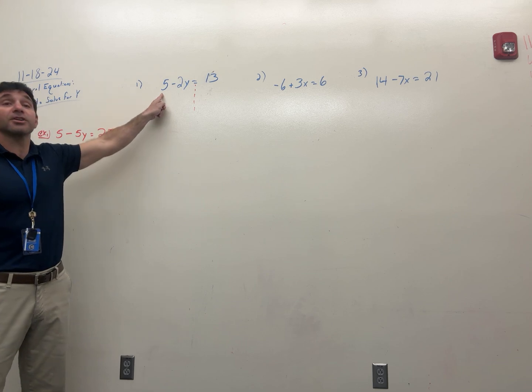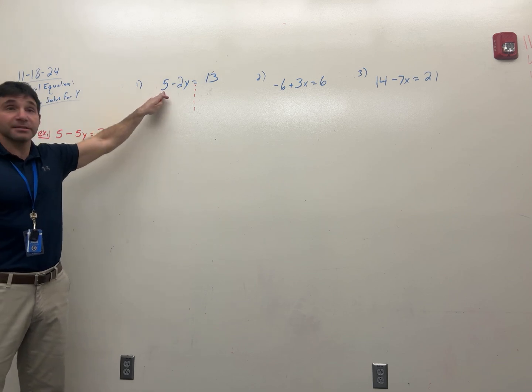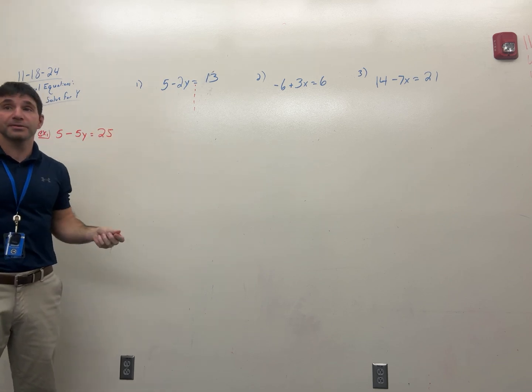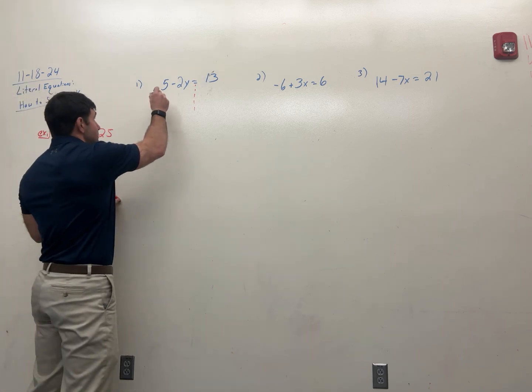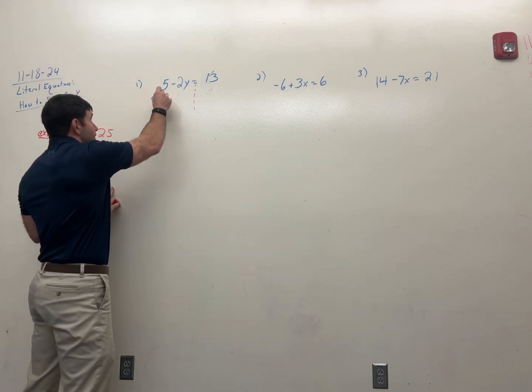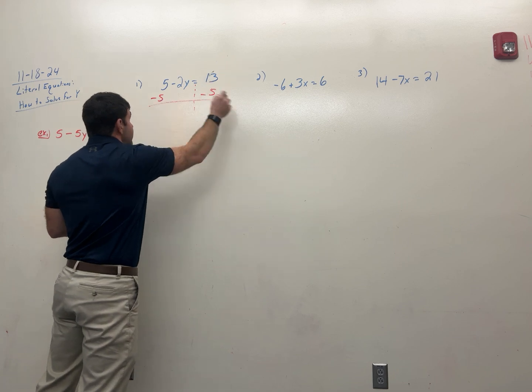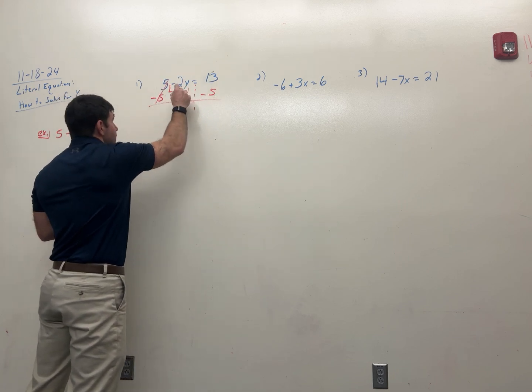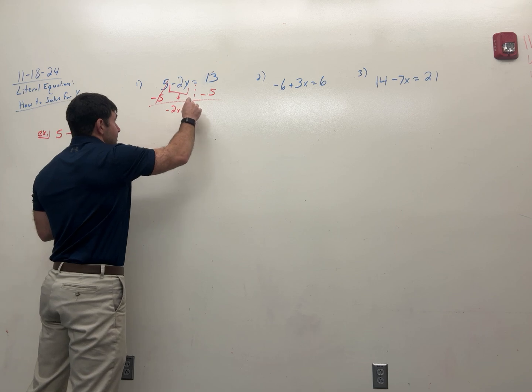Okay? In this case, it's a constant 5. It's a positive 5. How do I move positive 5 to the other side? You minus it. Yeah, we subtract 5. And then 5 minus 5 is 0. Negative 2y drops down, equals.